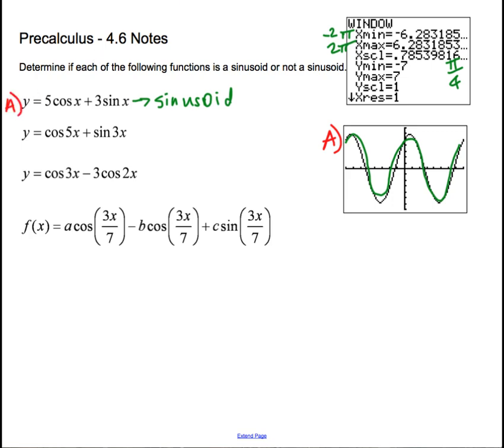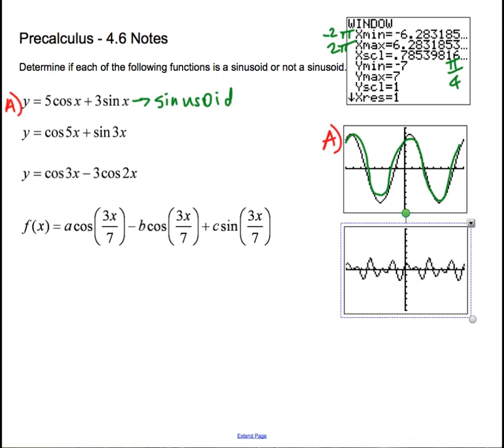Well, let's look at part B. Part B looks like this. So here's part B, and let's get rid of that one and put up a different one here. Here's part B. There we go, that's better. And right off the bat with part B, you should notice that, hey, things are not the same. It's not a pretty curve. It's not consistent between its maximums and its minimums. They change all the time.